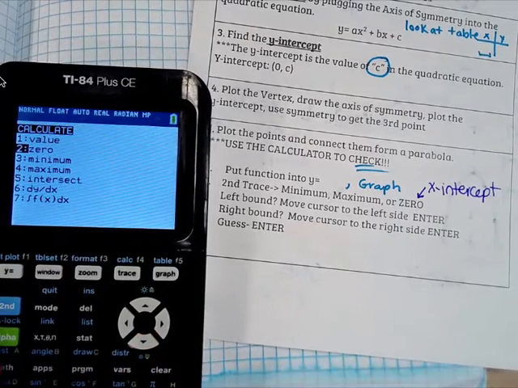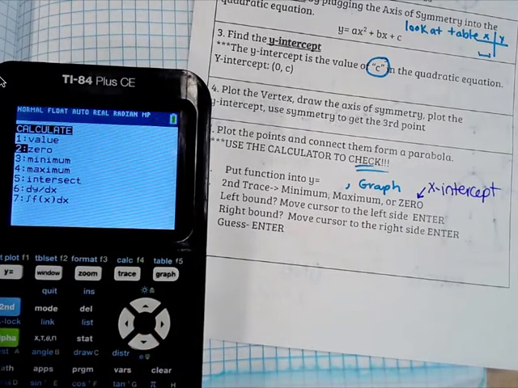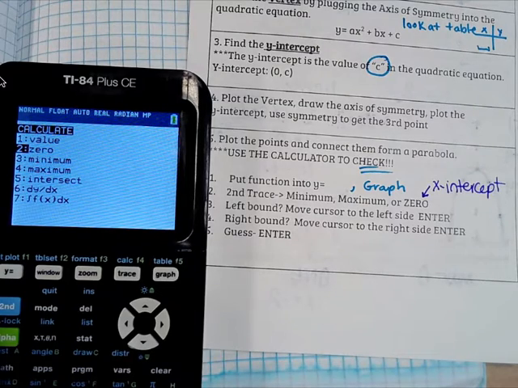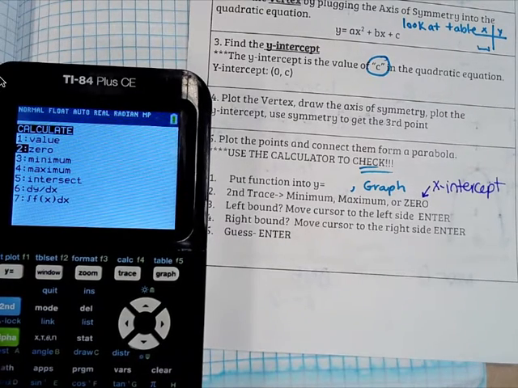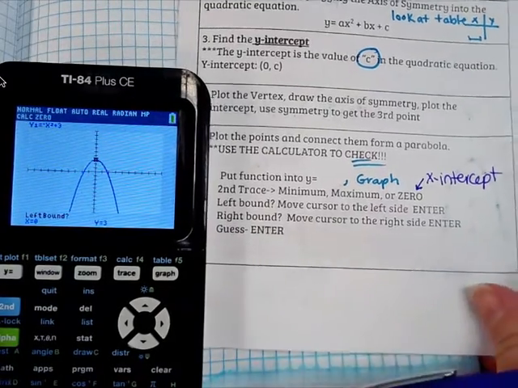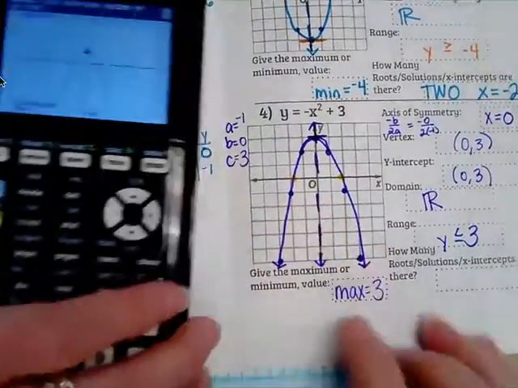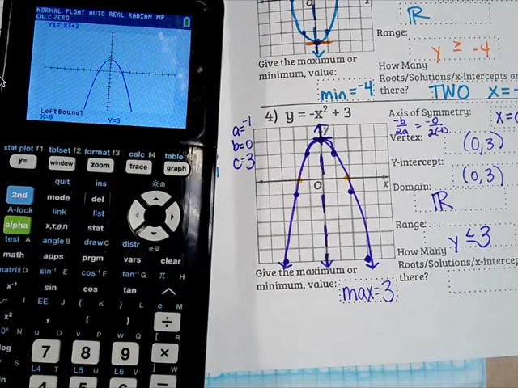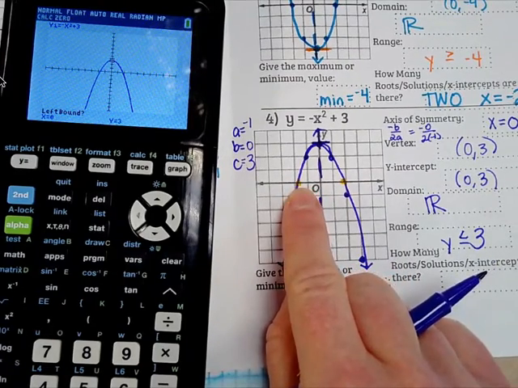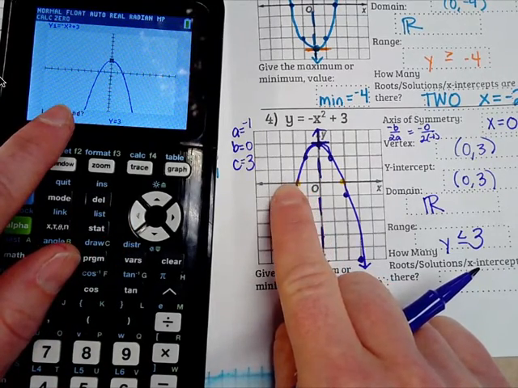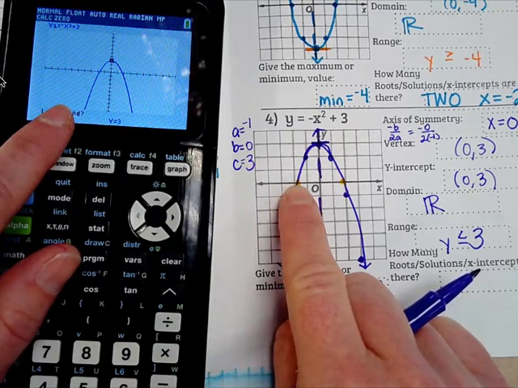So go to number 2 for 0. Everybody should be doing this in the calculator. So we push enter for 0. And this one has 2 different x-intercepts. So we're going to have to do this 2 times. Focus on one at a time. So we're going to look at this one first. So it says left bound. Left bound means to the left of our point that we're looking for.